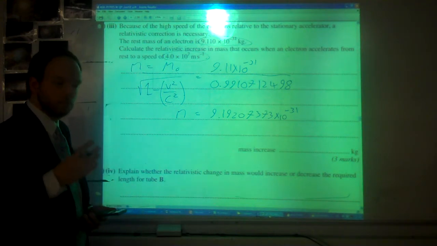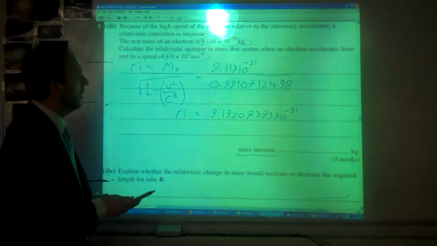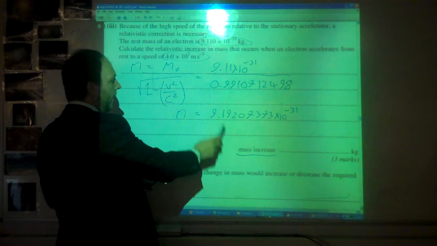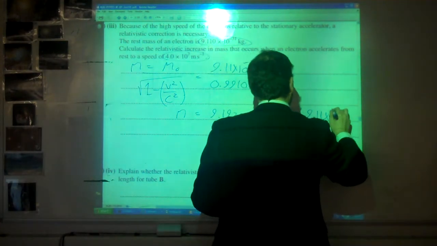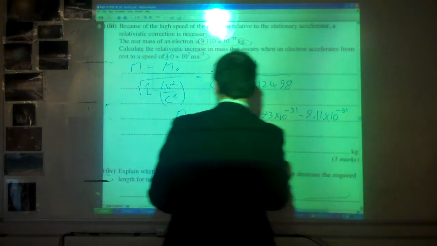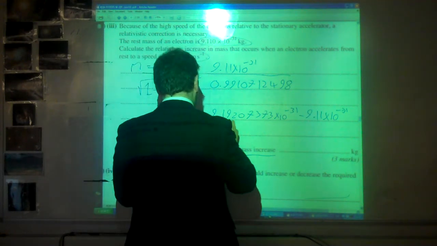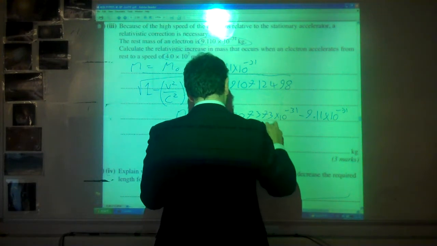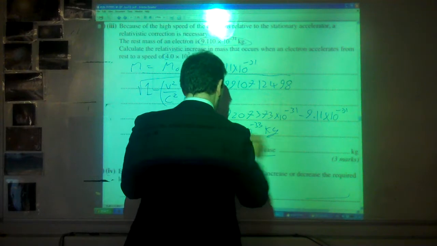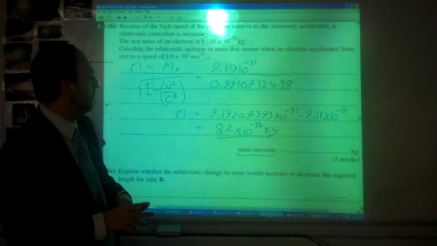Do we stop there? No. We look back at the question, mass increase. We were 9.11, now we're 9.19. So let's minus the rest mass. And we've got 8.2 times 10 to the minus 33 kilograms. That's the increase in mass.